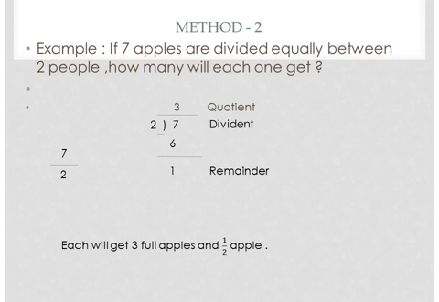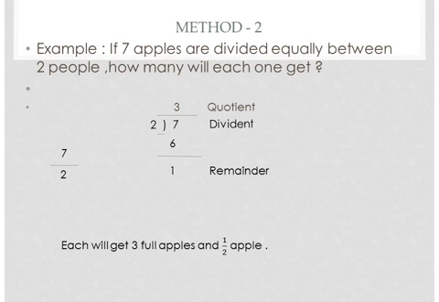There is a second method. Example: if 7 apples are divided equally between 2 people, how many will each one get? Here are 7 apples and 2 people. So we write 7 upon 2 as the improper fraction. So we divide 7 by 2. So 2 threes are 6. So you write 7 minus 6, that is, the answer will be 1. 1 is the remainder, 3 is the quotient, 2 is the divisor, and 7 is the dividend.